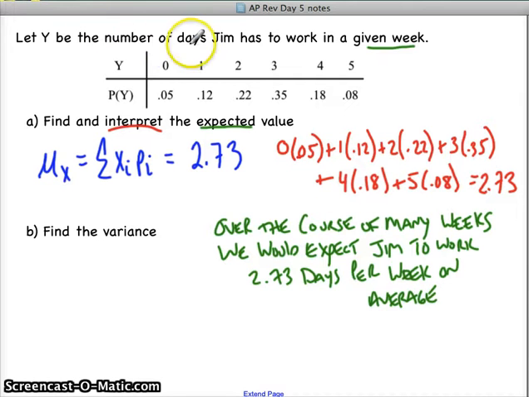Because this is about the number of days Jim has to work in a given week. Okay, so that's how we would interpret the expected value.